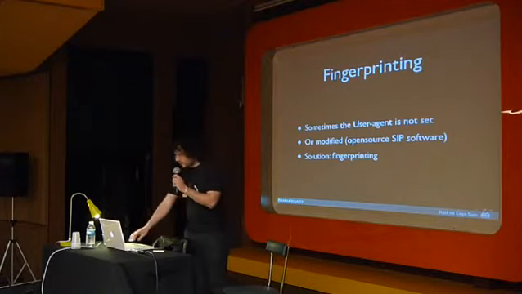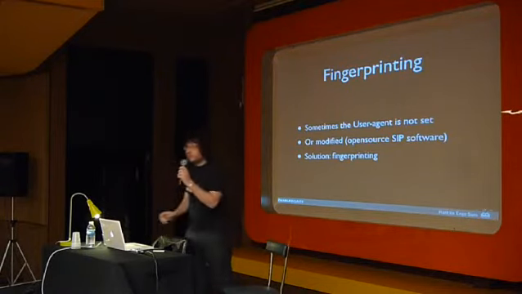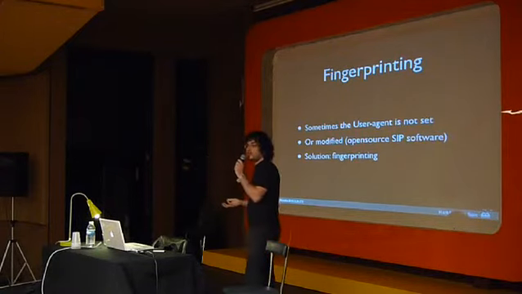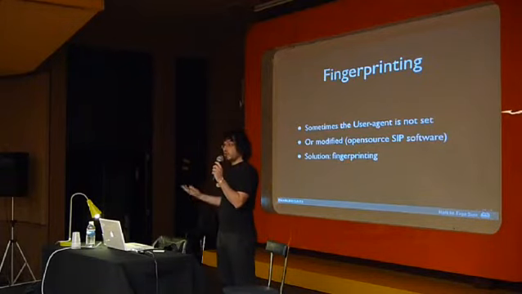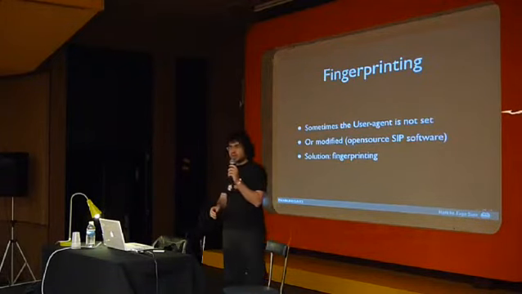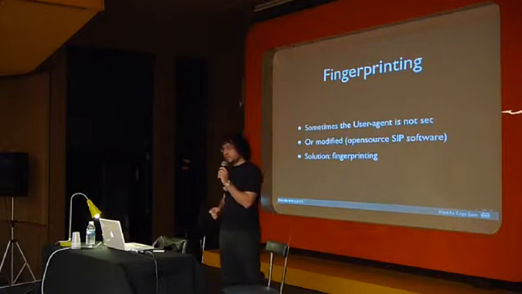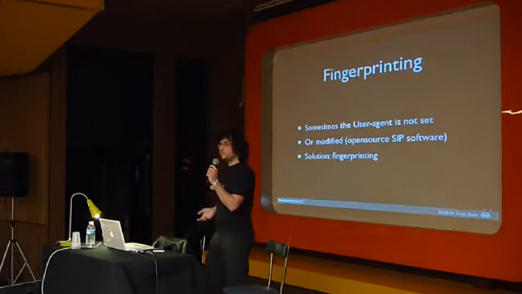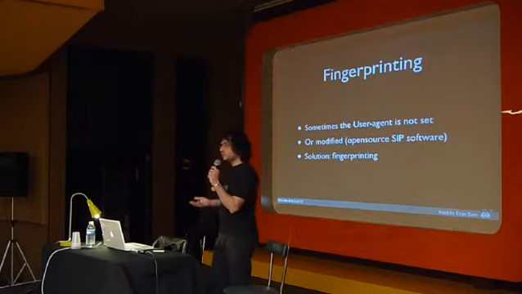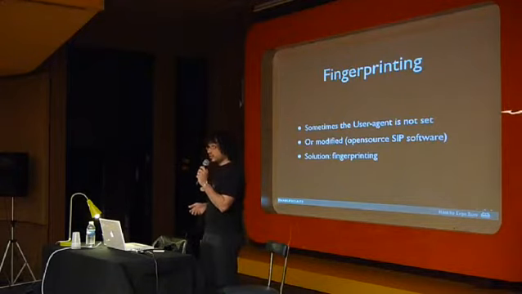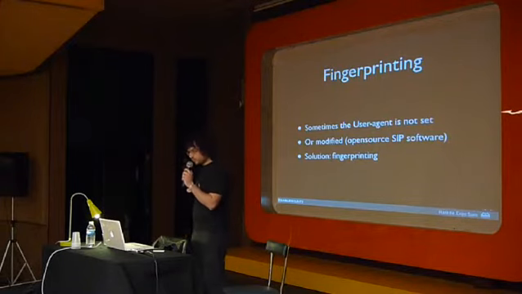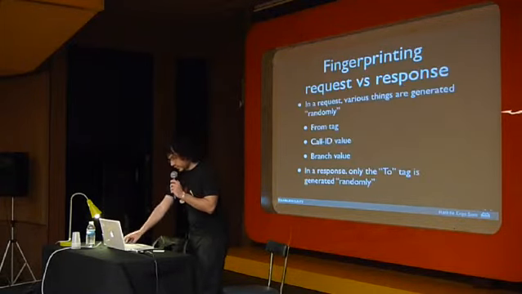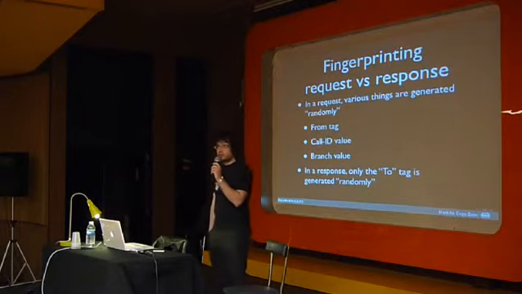So as we saw before, there are different headers, and one of the headers is the user agent, which would tell us what sort of server or endpoint it is. But there are various cases where the user agent is not printed out. Maybe it's modified. In the case of open source software like Asterisk, a lot of people like to modify the user agent so that they feel safer. Well, there are various ways of fingerprinting messages.